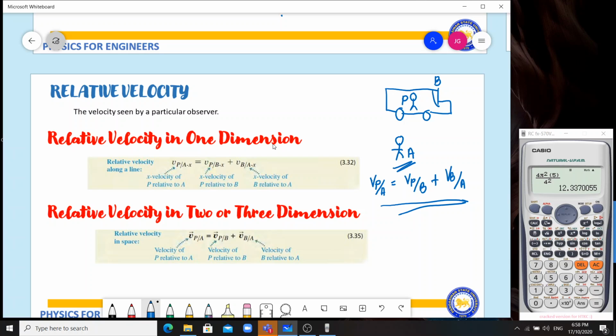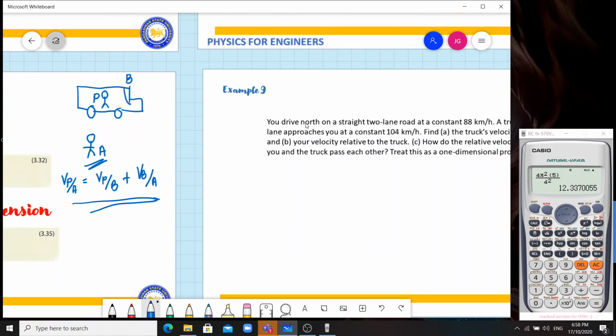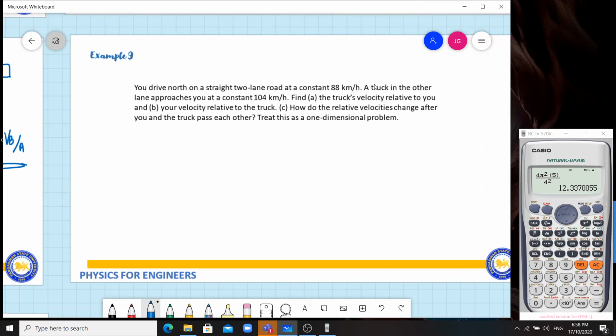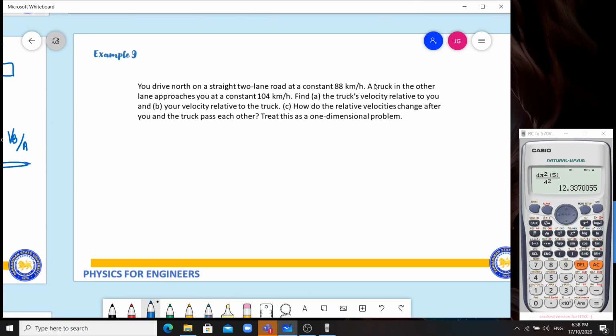Ganon din dito. Ito nga lang merong x and y or z component. Okay? So, let's try that in the example. You drive north on a straight 2-lane road at a constant 88 km/h. Okay. So, drawing natin. You drive north. O, halimbawa, nandito ka. Nagde-drive ka. O, ikaw to. Let's say, U is Y. Let's set it like that. Going to north, ibig sabihin, positive tayo.